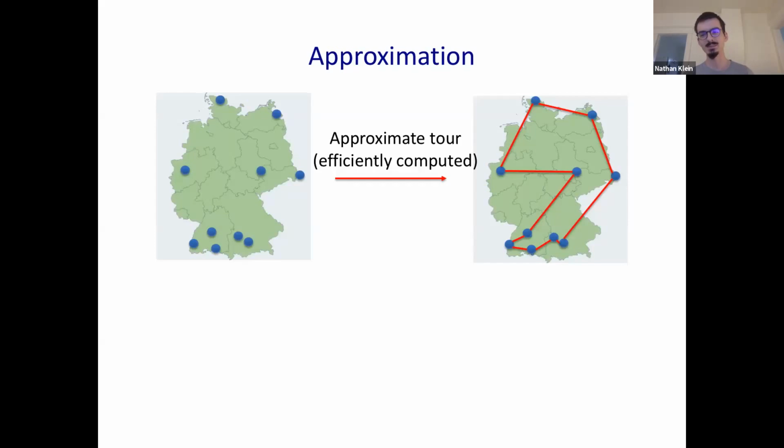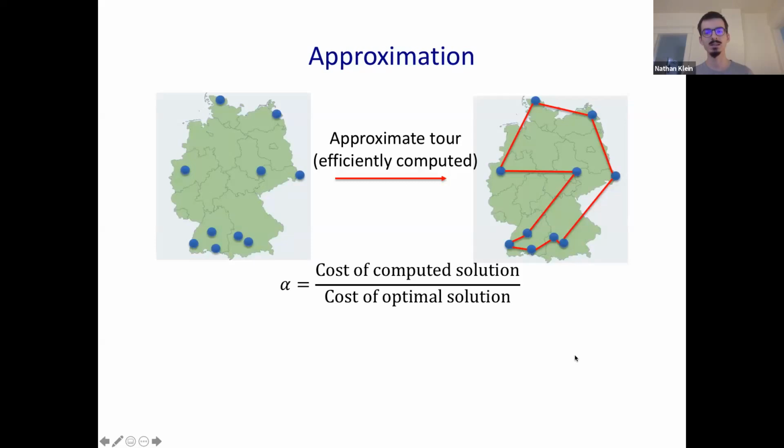Unfortunately, TSP is NP hard. So to solve complex instances in a reasonable amount of time, we have to accept finding approximate solutions. And we say an algorithm has approximation ratio alpha if for every instance, the cost of its computed solution divided by the cost of the optimal solution is at most alpha.